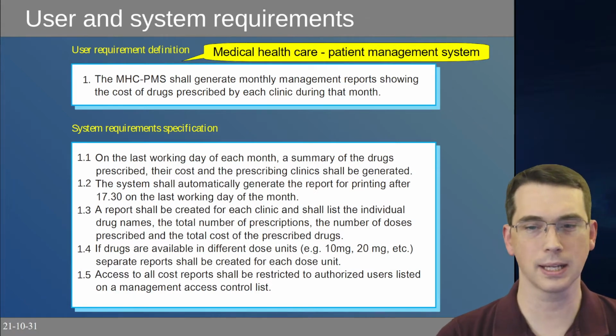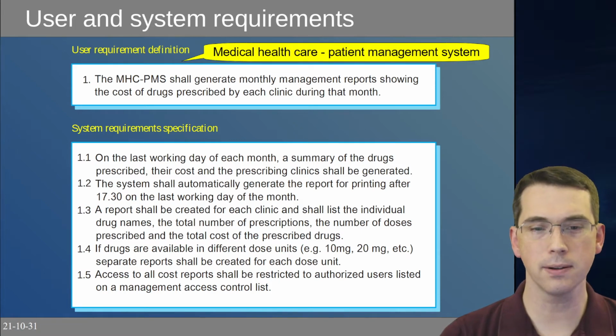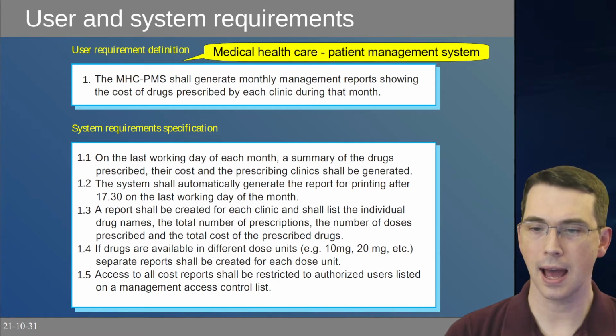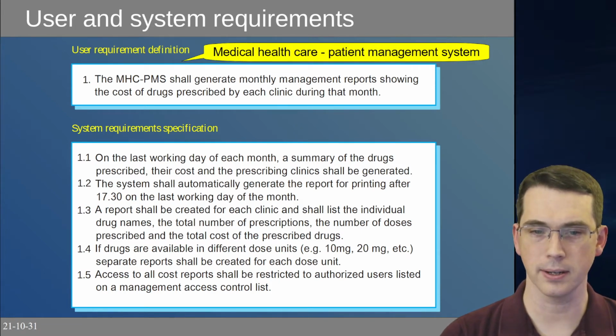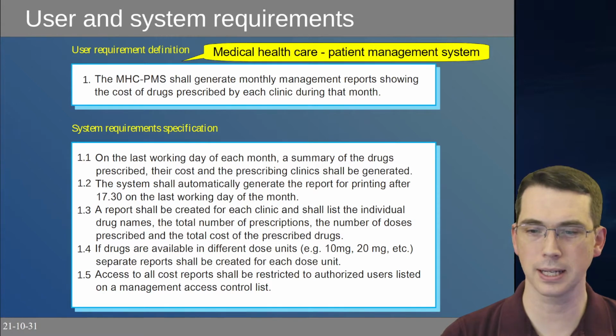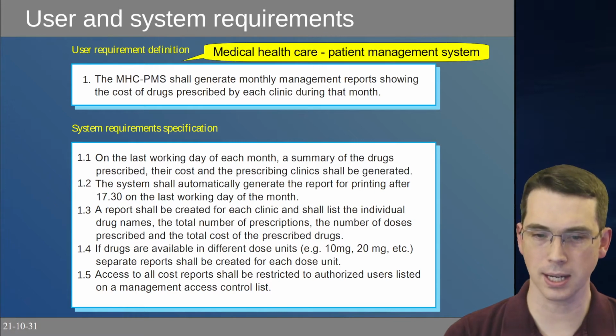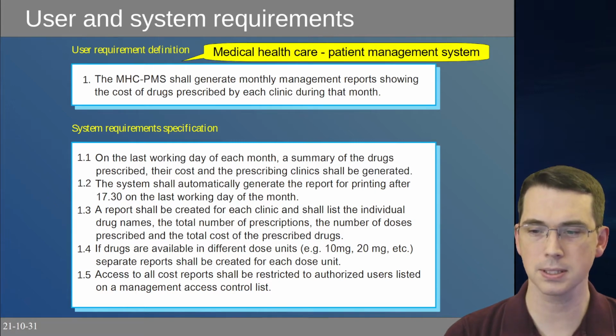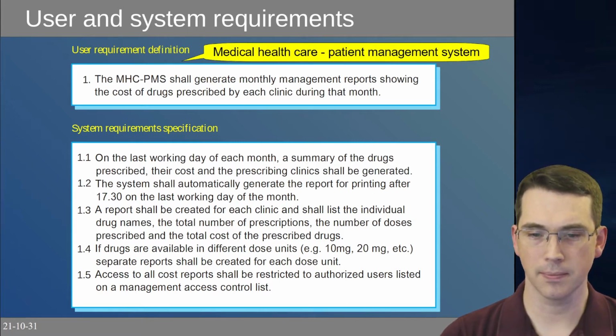On the last working day of each month, a summary of the drugs prescribed and their costs and the prescribing clinics shall be generated. The system shall automatically generate the report for printing after 5:30 p.m. on the last working day of the month. A report shall be created for each clinic and shall list the individual drug names, the total number of prescriptions, and the number of doses prescribed, and the total cost of the prescribed drugs. And so forth. We get into all these details.